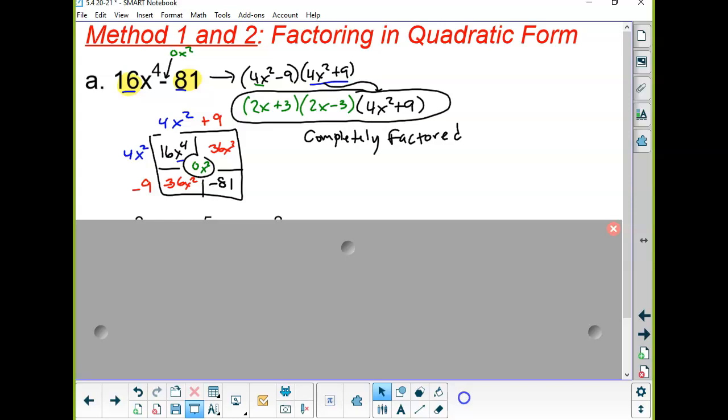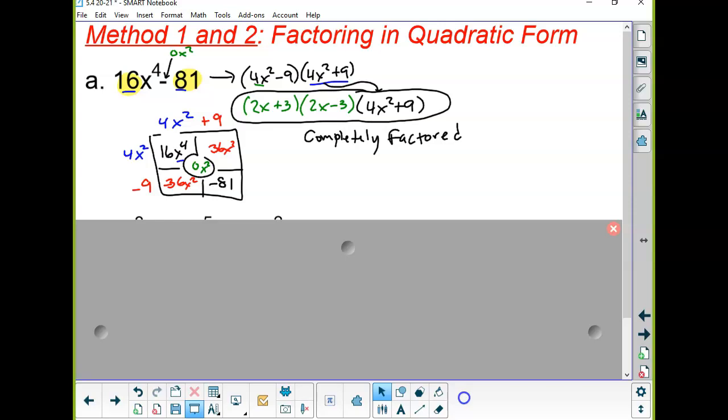And the reason why I can't factor 4x squared plus 9, just another quick refresher, is that there aren't any factors of positive 9 that add up to give me 0. So it has to be a negative, and that's part of those patterns. Okay. Now, we're not going to do this, but what if I told you to solve? What would you do next?